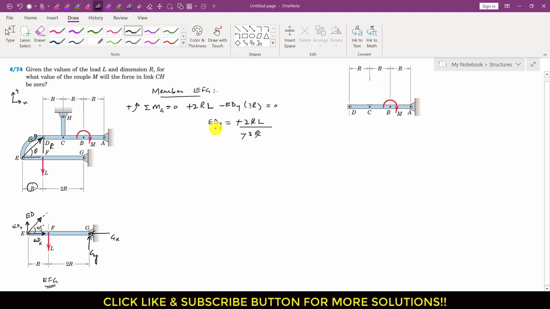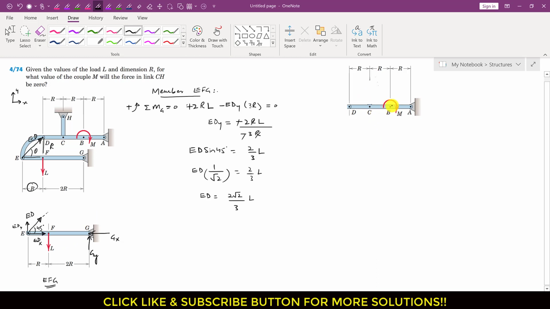So we can write EDY in terms of ED, since this is the sine component of ED. So we can write that this is ED sine of 45 degrees, and this is equal to 2 divided by 3L. As we know that sine of 45 is 1 by square root 2, so we can write that ED times 1 divided by square root 2 equals 2 divided by 3L. So ED is 2 square root 2 divided by 3L. So this is the force applied by this ED curved member on this EFG member.